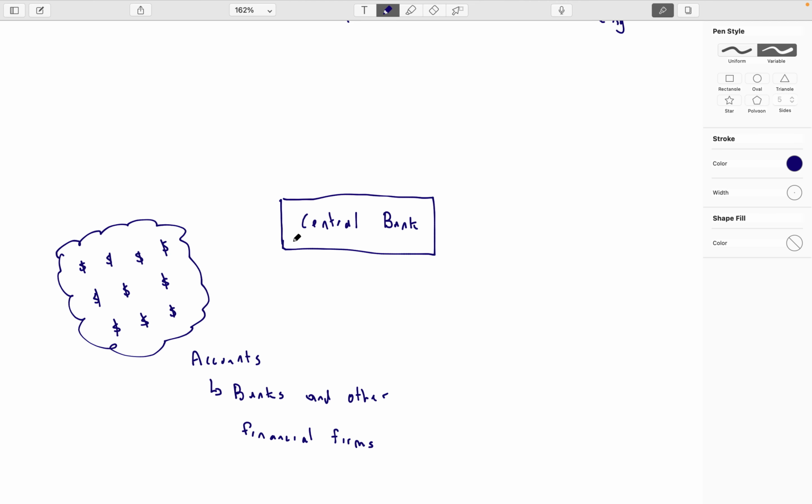Now, the other part, well, let me just start. Okay, so the central bank, when it wants to create money, it will actually do that. So it will, quote unquote, print money. And we have to think about who it's going to give it to. The answer is it's going to give it to the banks that have an account with it. So that's the destination of the money.